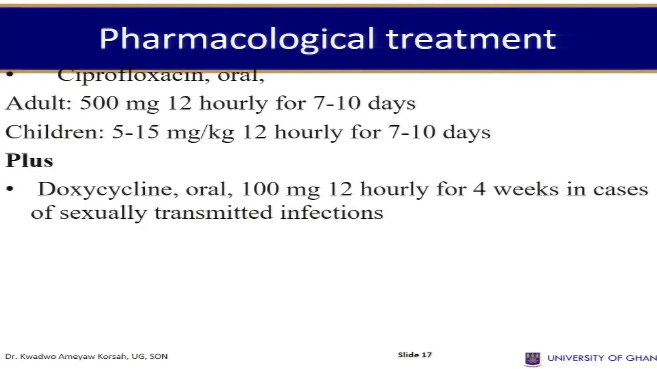And then pharmacological treatment, we have ciprofloxacin, adult 500 to 1200 milligrams every 12 hours for 7 to 10 days. A maximum of 10 days is very important, and lower than 7 days is very dangerous, as it can also lead to resistance. And then for children, 5 to 15 milligrams per kg body weight every 12 hours for 7 to 10 days, which is very important. And then other drugs can also be added.